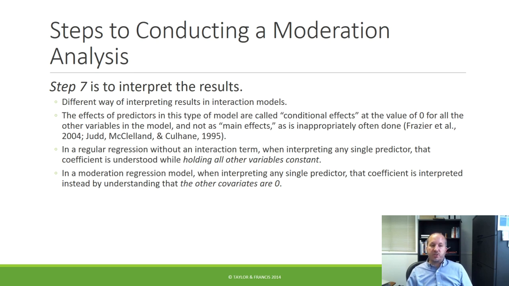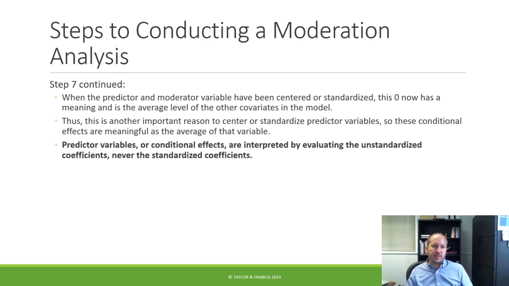So when we're interpreting those results, we want to use moderation language. So we'll use that language of, in a moderation, that third or fourth bullet point here, that when we're interpreting this, we're interpreting it as the other covariates at 0 and as conditional effects. And I'll talk a little bit more about the language that we use here on these next few slides.